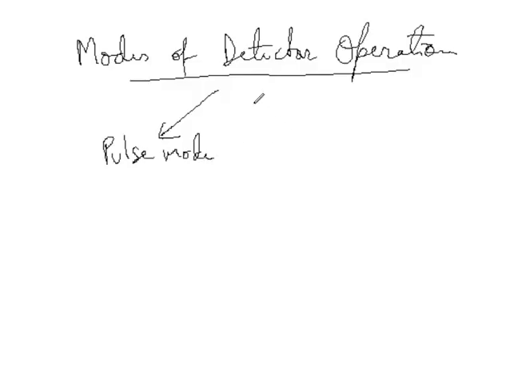Okay, so let me now talk about the important modes of detector operation. What are the important modes of detector operation? Now I will talk about two very important modes here. One is pulse mode and another is current mode.